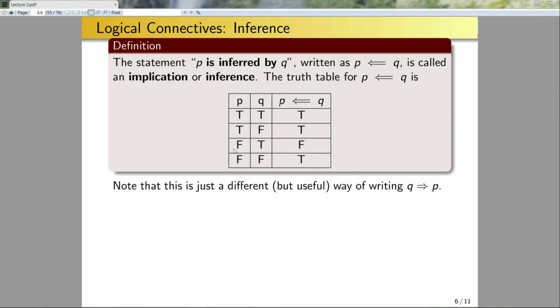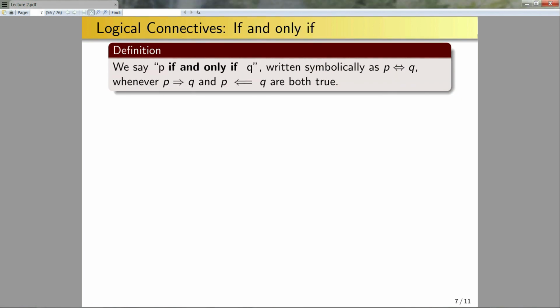So here, I won't go through an example of inference. If you have questions, you can ask on Piazza or during office hours or tutorials. But inferences are simply implications going the other way. Okay, now let's look at if and only if.